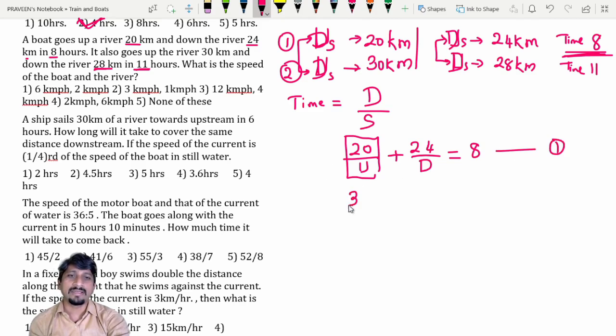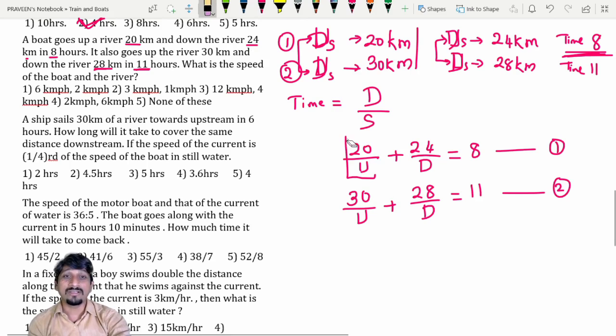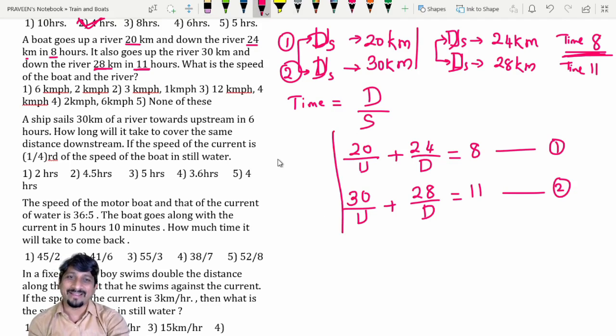Now another way what they are saying, 30 upon u plus 28 upon d is equal to 11. So this is again the time, and this is one more time. Now if I see this, this will look ugly, obviously, because this is a fraction, and the unknown is coming in the denominator. Can I avoid it? You can avoid it. What I'll do, I'll assume 1 by u is equal to p and 1 by d is equal to r. We'll take this as p and this as r.